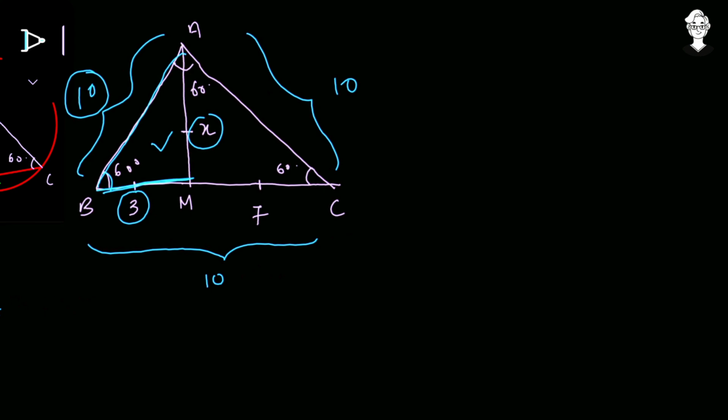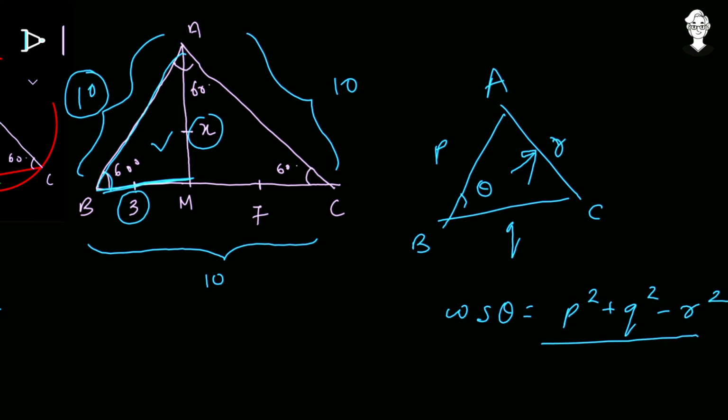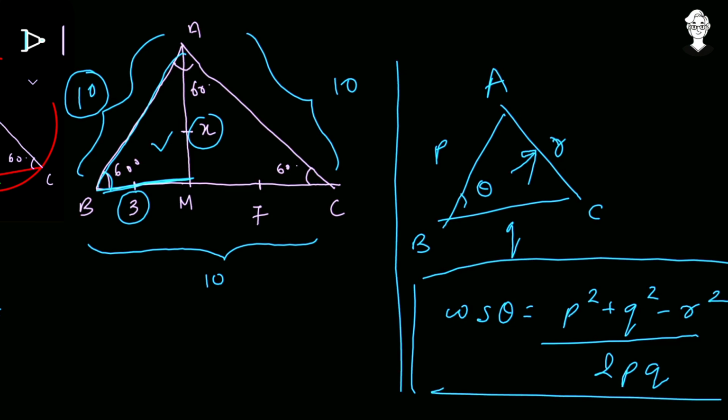we just have a look at the cosine rule. If there is a triangle A, B and C, this is my angle theta. The sides are P, Q and R. According to the cosine rule, the value of cos theta is the square of the adjacents added together, so P square plus Q square, minus the square of the opposite. So opposite of theta is R, so minus R square, upon 2 times the product of adjacent sides, that is 2 times PQ. This is the value of cos theta, the cosine rule we can say.